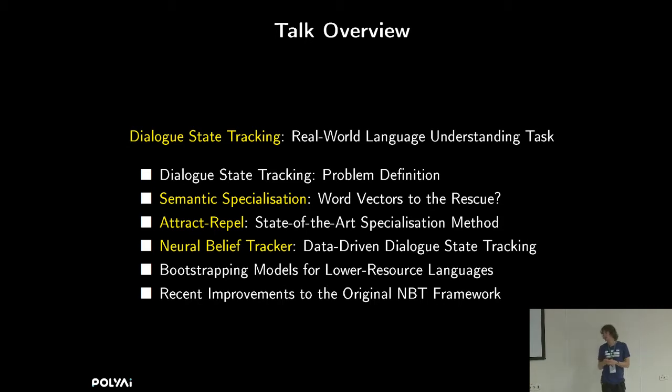And we will discuss a state-of-the-art model that does the specialization process, which is Attract-Repel. We'll see what it means. And then we will cover the first neural architecture that was published at ACL last year that can do end-to-end learning for dialogue state tracking, just based on the information that's coded in these word vectors. And we'll later show how we can use this neural belief tracking framework to bootstrap dialogue state tracking models for resource-low languages. And I will also discuss some recent improvements that we did on top of these basic models like Attract-Repel and a neural belief tracking model that can lead us to even better scores.